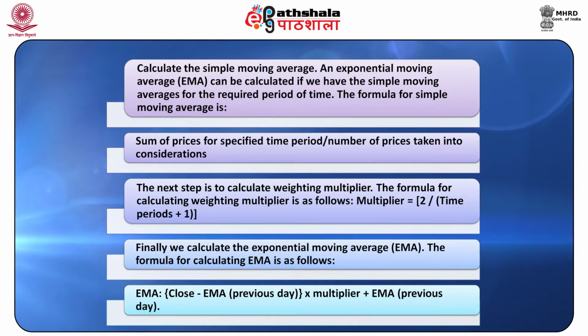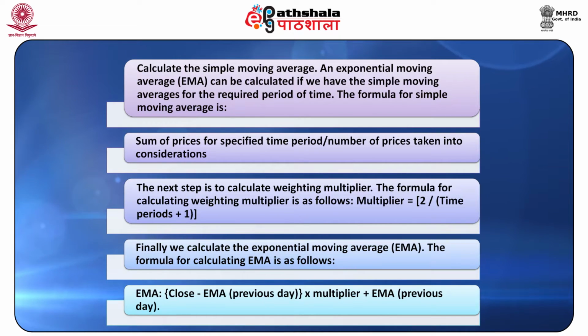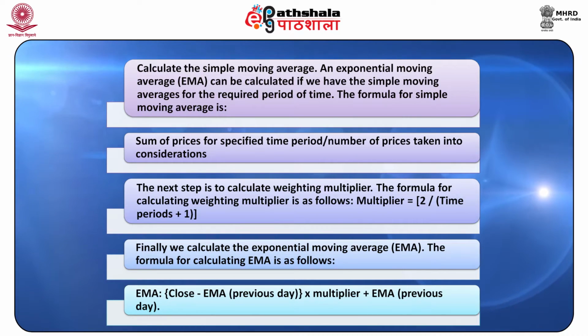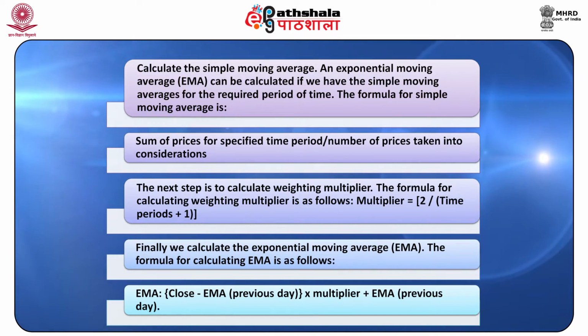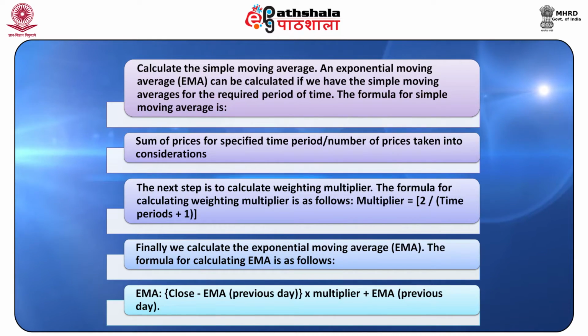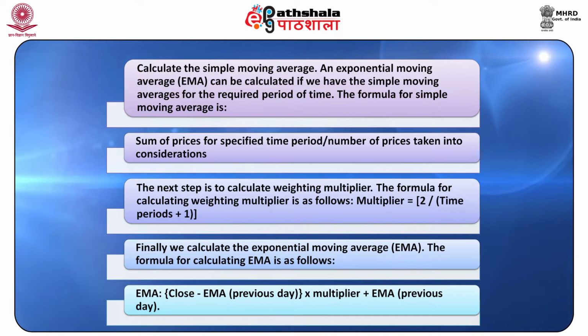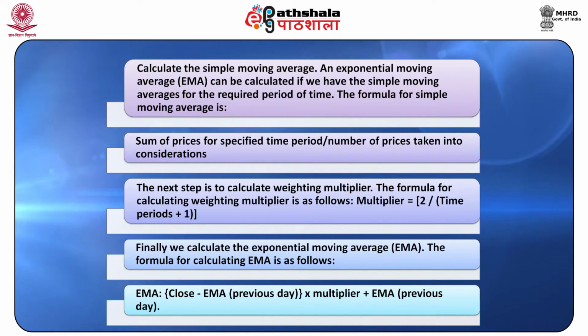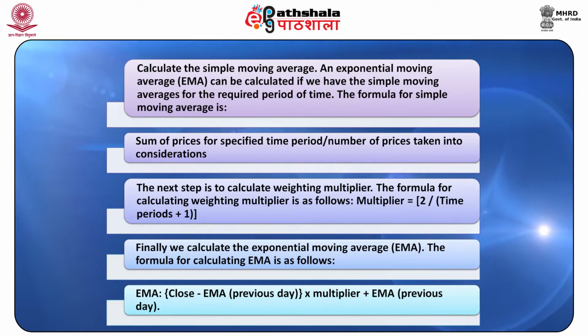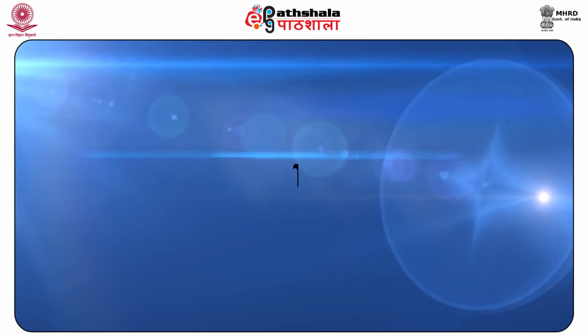Second, the next step is to calculate the weighting multiplier. The formula for calculating the weighting multiplier is as follows. Multiplier is equal to 2 upon time periods plus 1. Third, finally, we calculate the exponential moving average, EMA. The formula for calculating EMA is as follows. EMA is equal to (close minus EMA for previous day) into multiplier plus EMA for the previous day.